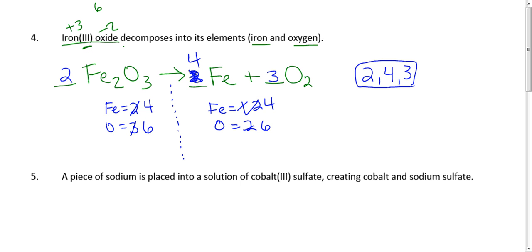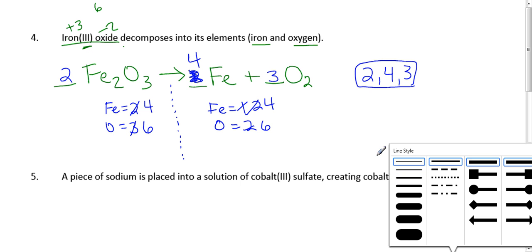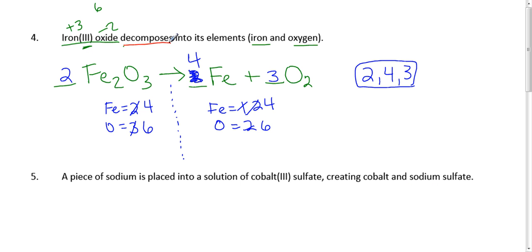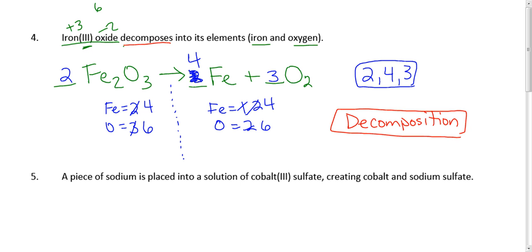And our type of reaction, it says in the problem, it says that it decomposes. But also we see we start with one reactant and it breaks apart into its individual elements. So that's how you can look at a reaction and recognize that it will be decomposition. You start with only one reactant and it gets pulled apart. It decomposes.